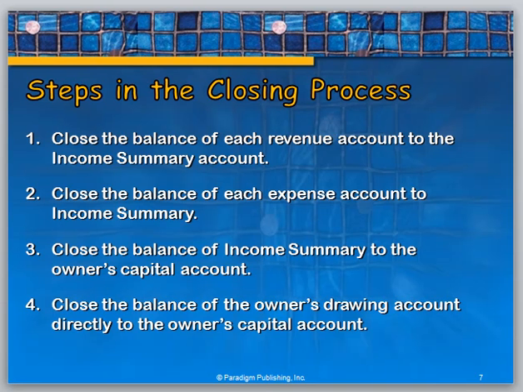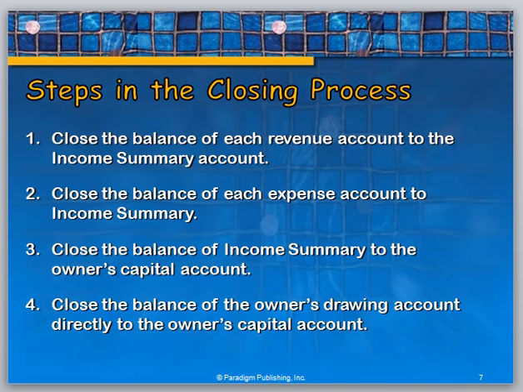So now we're going to look at the steps in the closing process. First, we close the balance of our revenue account to the income summary account. Now, we do that first so that the initial balance in the income summary account will be revenue, and we can use that to offset our expense account balances. So think of it the same way you do your checkbook. You've got to have money in it before you can pay bills. Same thing here. You've got to have money in the account before you can start taking expenses away from it.